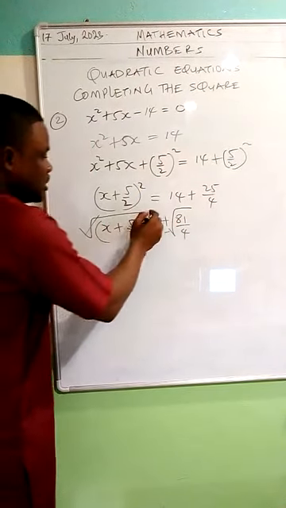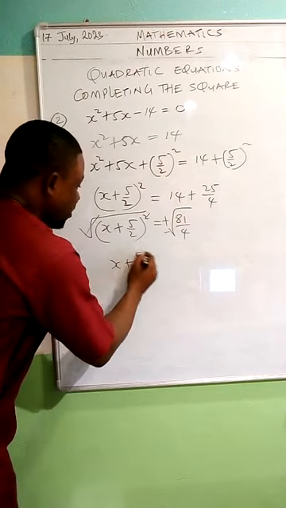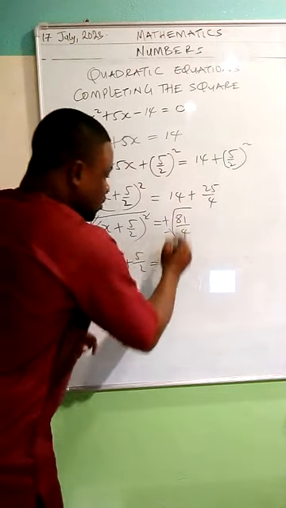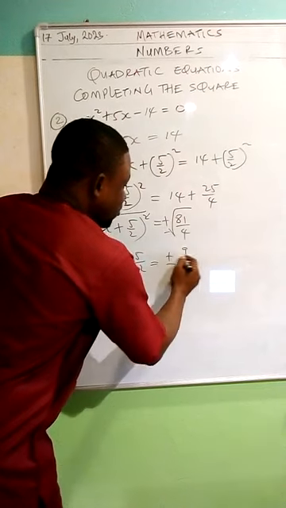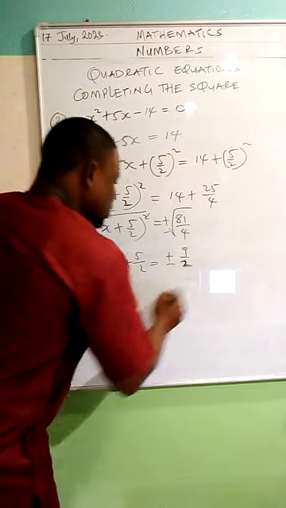I know that this will cancel this. I'll get x plus 5 over 2. Then on this side, I'll have plus or minus 9 over 2. Is that okay?